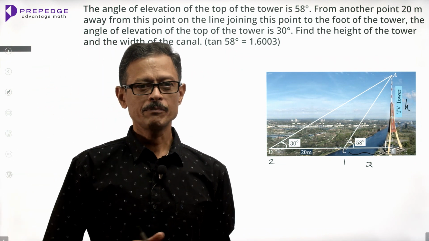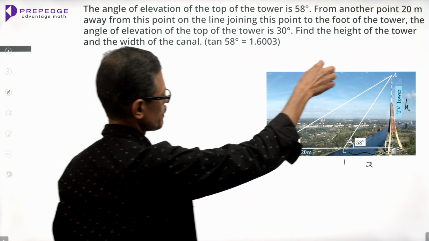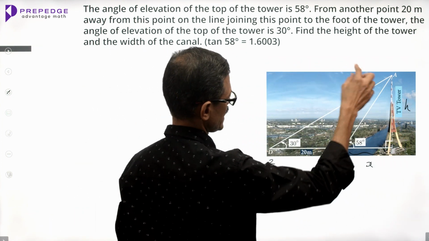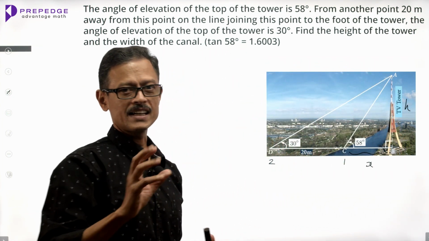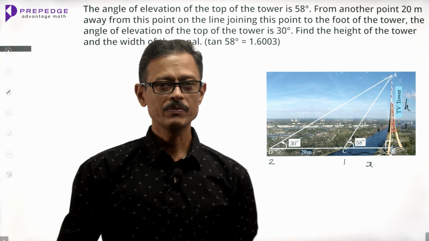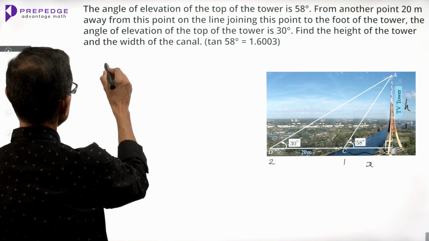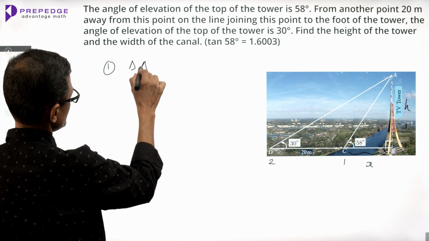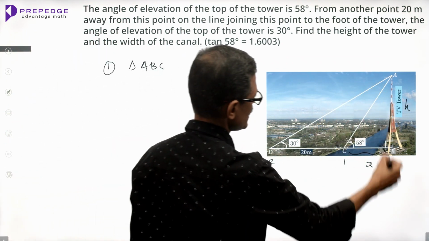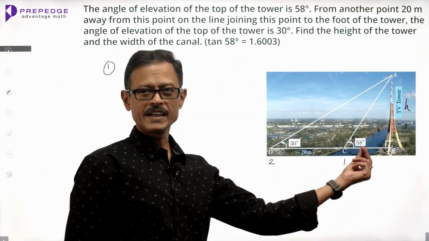எப்படி பண்றதுன்னு பார்க்கலாம். ஃபர்ஸ்ட் வந்து இந்த படத்தை பார்த்தாலே தெரியுது there is ABC ஒரு ரைட் ட்ரையாங்கிள் இருக்கு, ABD ஒரு ரைட் ட்ரையாங்கிள் இருக்கு. ரெண்டு ரைட் ட்ரையாங்கிளையும் நம்ம யூஸ் பண்ண போறோம். ஸ்டெப் 1ல we are going to take right triangle ABC. அந்த ரைட் ட்ரையாங்கிள்ல we are using tan. ஏன்னா tan 58 க்கு தான் வேல்யூ கொடுத்திருக்காங்க.